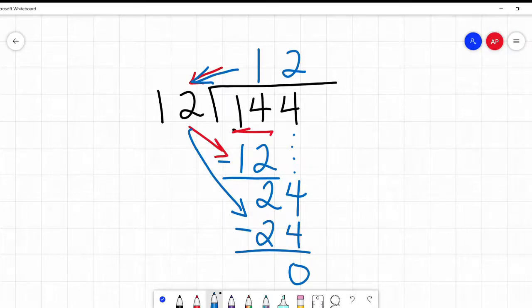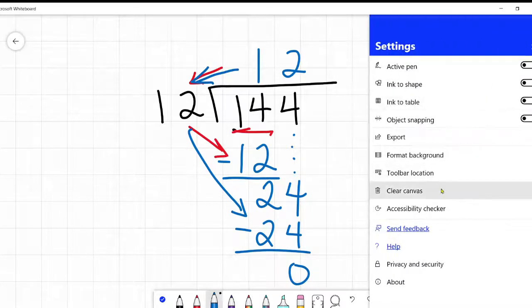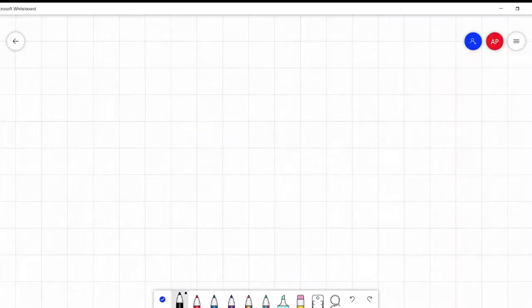So as you see, it's the same process as the division we did in that previous video. It just looks a little more complicated, and we have these 2-digit numbers instead of just the single-digit numbers. Okay, so here's one I want to show you.